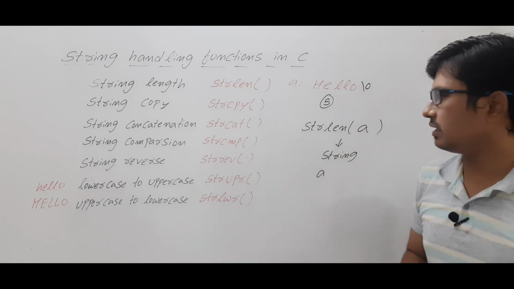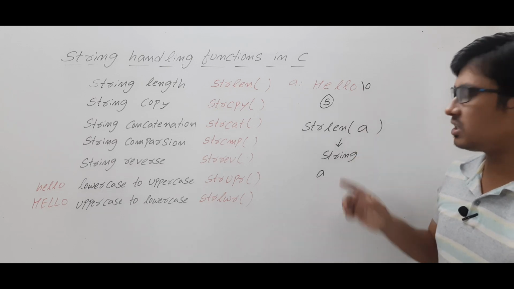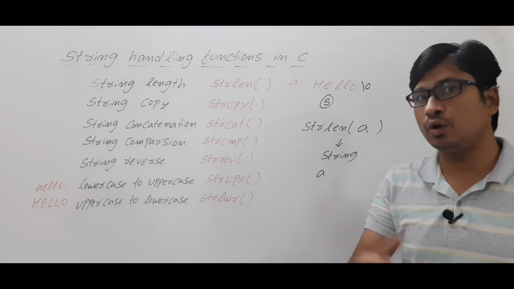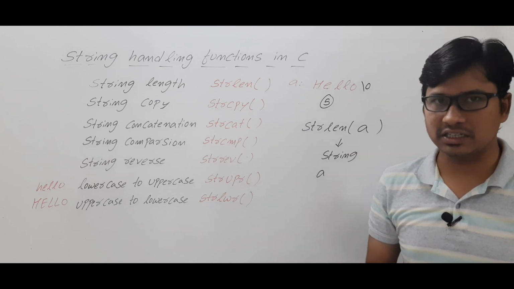Are you able to understand? Now, whatever string is there in the array A, it will compute the length, meaning that it will count the number of characters excluding the \0.